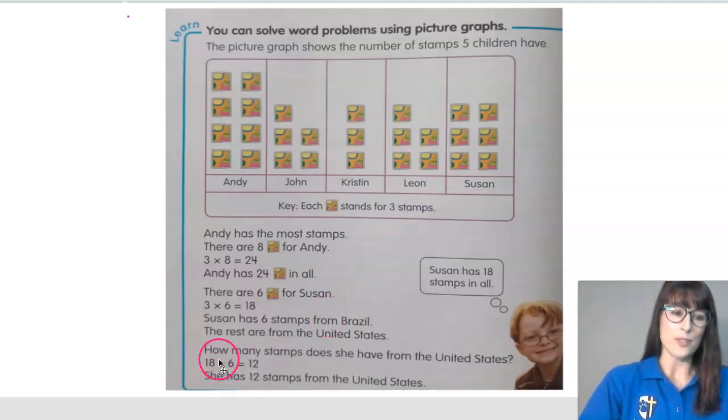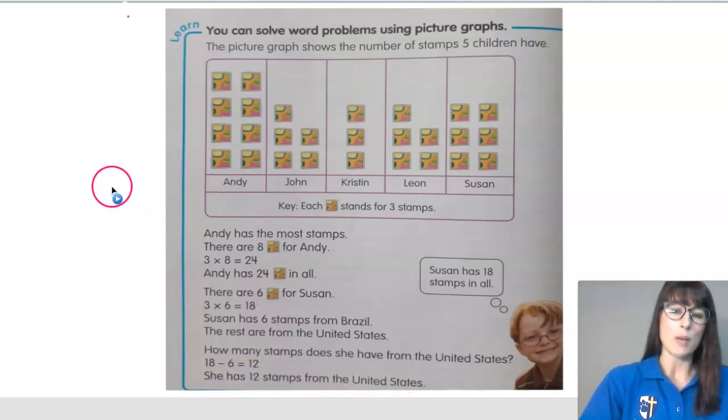So we would have to subtract because we need to find the difference, right? We need to find how many stems are the ones that are from the United States. And so we will do 18 minus 6 equals 12. She has 12 stems from the United States.